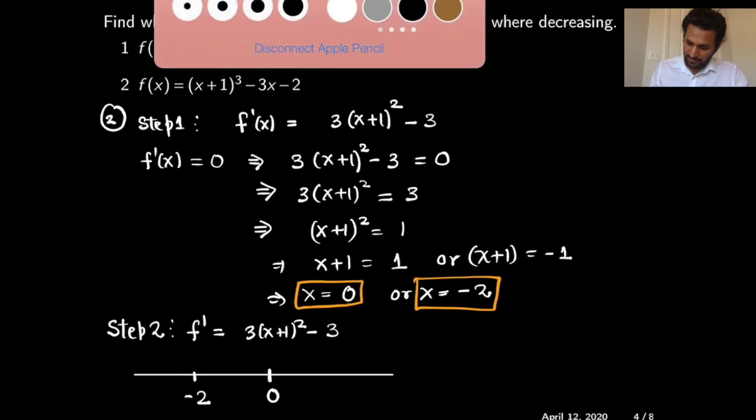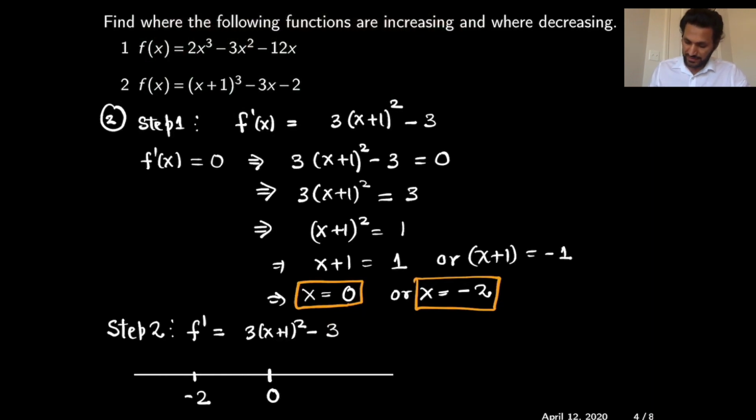If I plug in any number which is less than -2, I can choose -3. If I plug in -3, it is going to be 3 times (-2) squared minus 3, which is basically 3 times 4, 12. So 12 minus 3, which is 9. So that gives me a positive number.